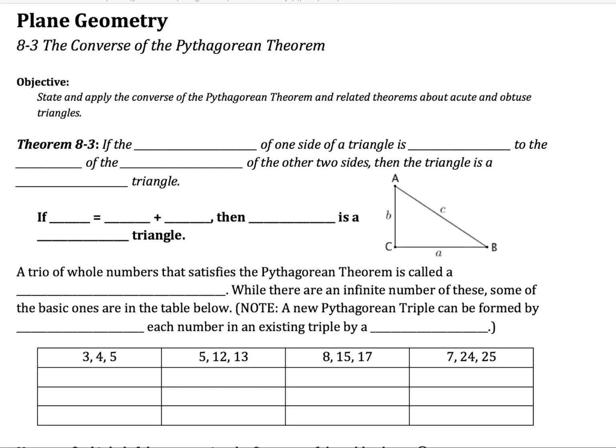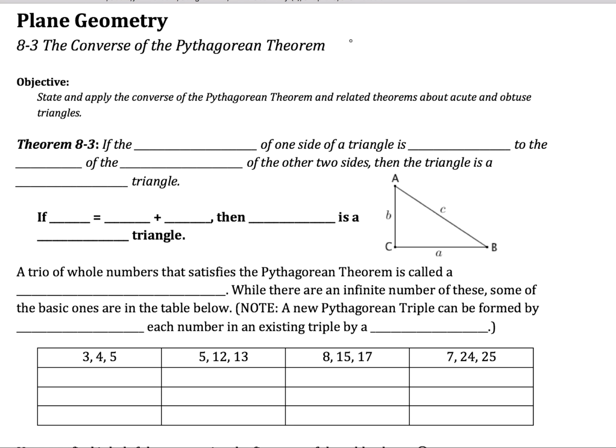Hi everybody. For this video we're going to be taking a look at the converse of the Pythagorean theorem. Now we know that the converse of an if-then statement is where you take the conclusion and put it where the hypothesis was, and you take the hypothesis and put it where the conclusion was. Since we already know what the Pythagorean theorem says, we should be able to make a pretty good guess about what the converse of the Pythagorean theorem says.